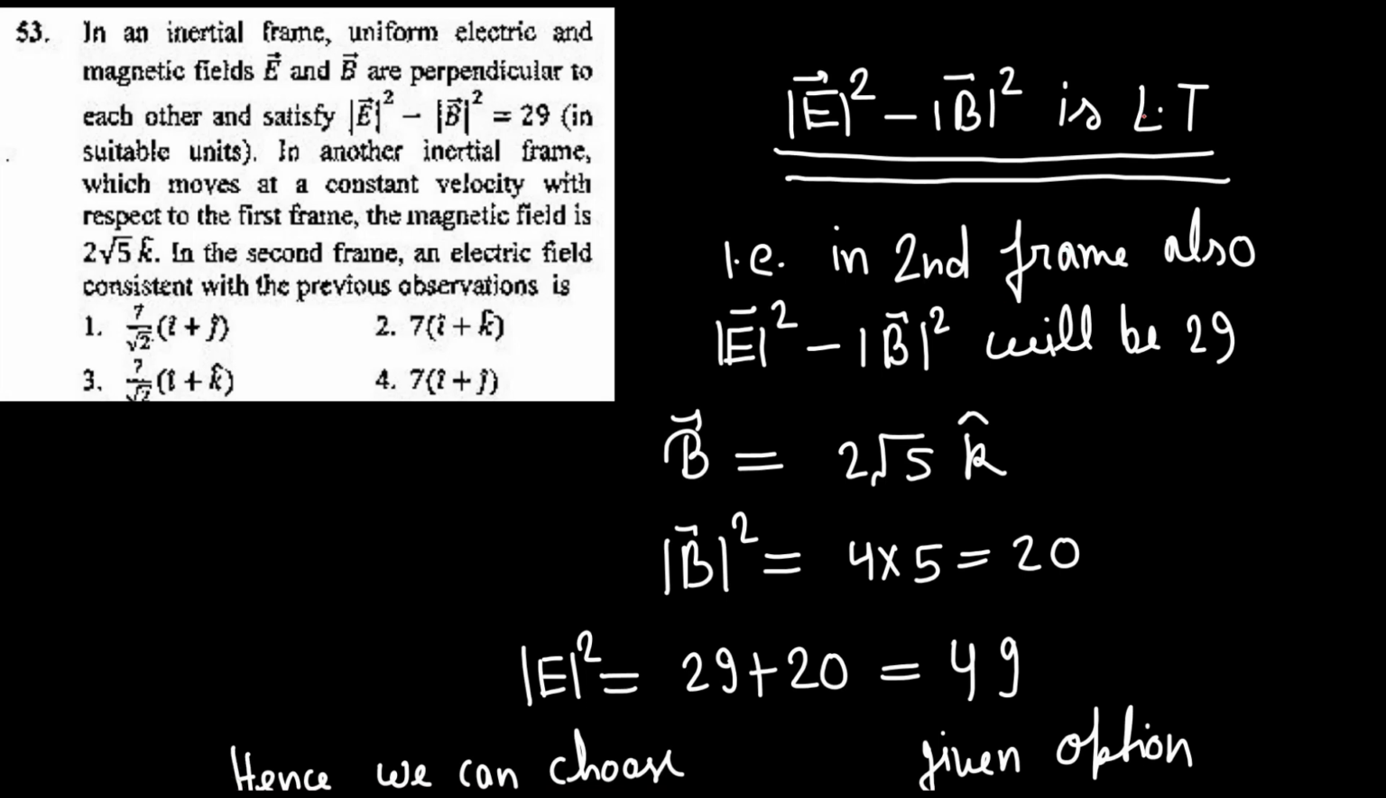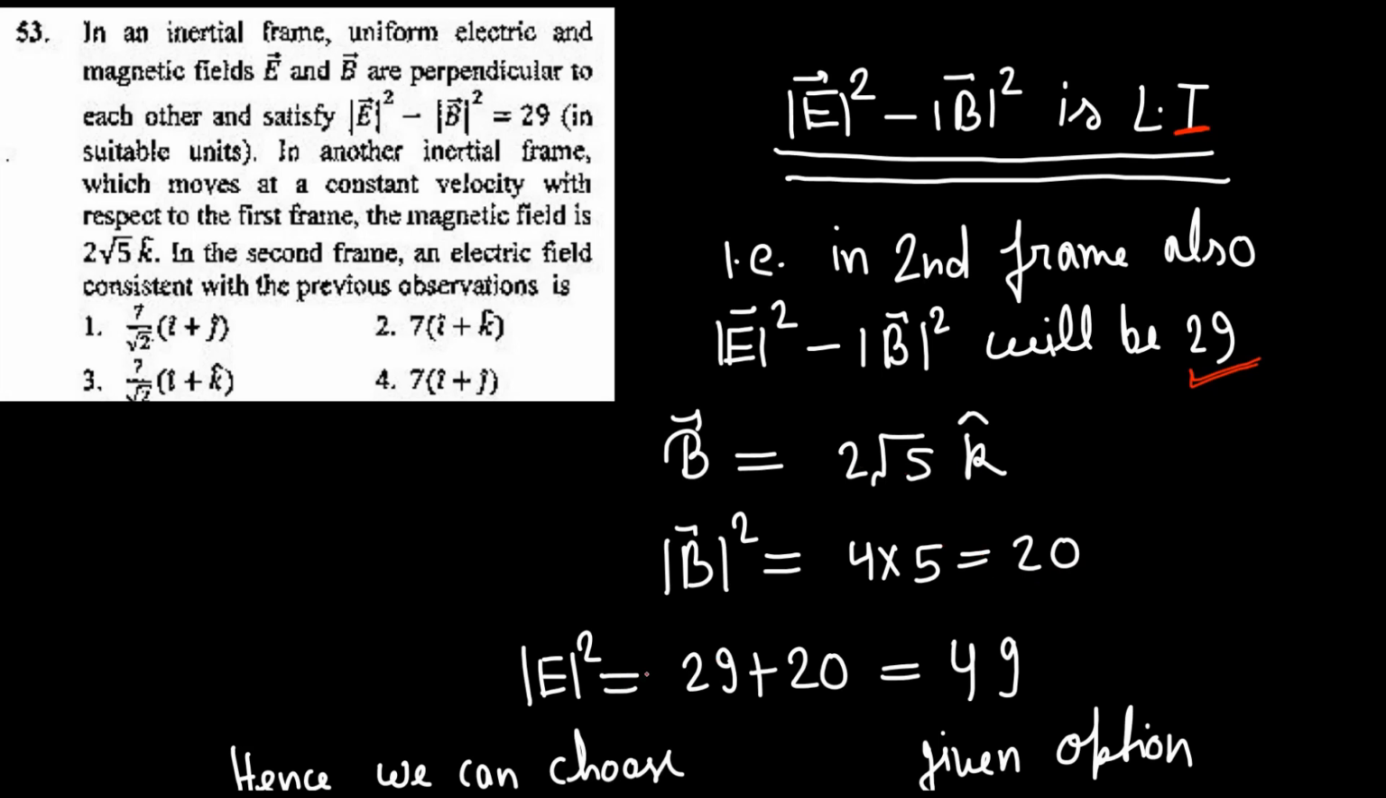So this E square minus B square quantity is Lorentz invariant, which means it does not change on changing the frame of reference. In the first frame it is given to you as 29, so this quantity will remain 29 in the second frame also. B is given to you. Now find out the mod of B square. So mod of B square will be 20.